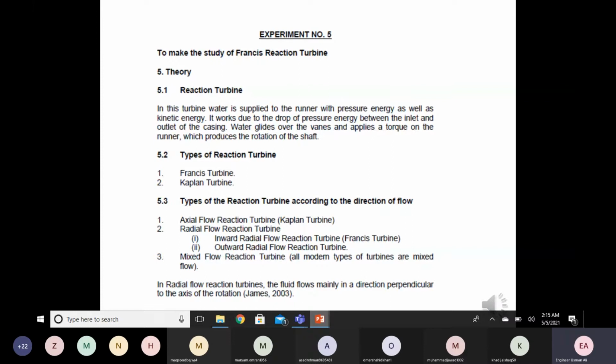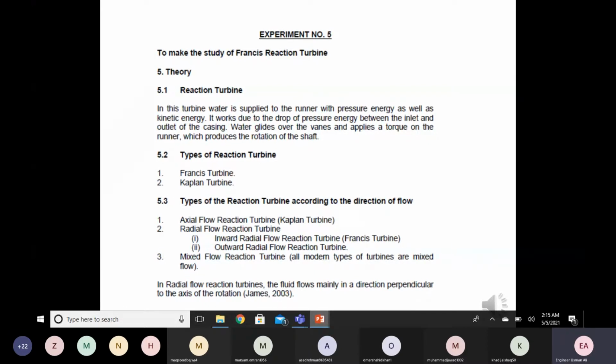Now, radial flow reaction turbine is the one in which water or fluid flows at the inlet and outlet radially, either inward or outward. In case of inward radial flow reaction turbine, water enters the runner from the outside, and it leaves at the center of the runner. In this way, it is inward radial flow reaction turbine. Water enters from the outer radially towards the center, and leaves the runner from the center.